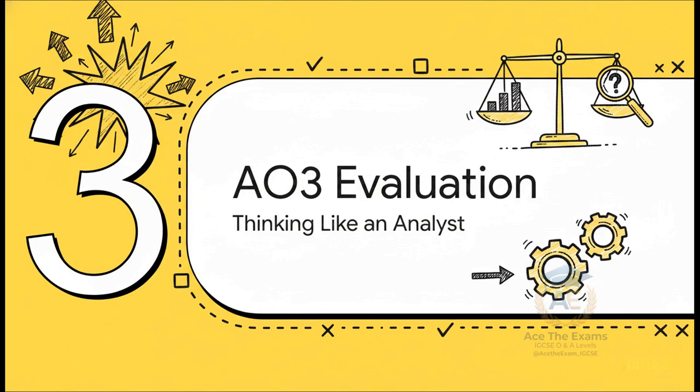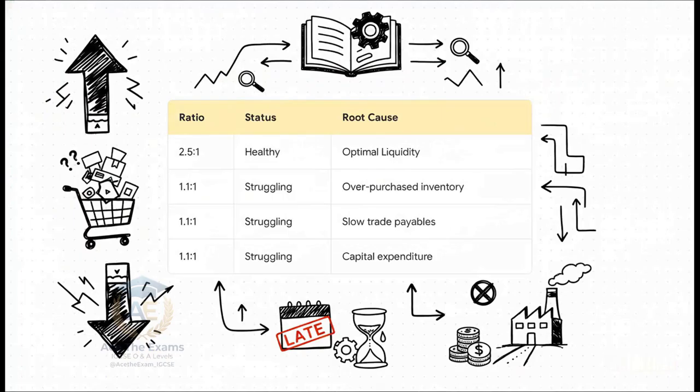Section 3, AO3, Ratios and Evaluation, Thinking like an Analyst. This is the moment where we separate the A students from the A-star students. We are moving beyond basic calculations to truly thinking like a financial analyst, actively debating the cause and effect chains of financial data. Look, calculating a ratio is just a baseline skill.